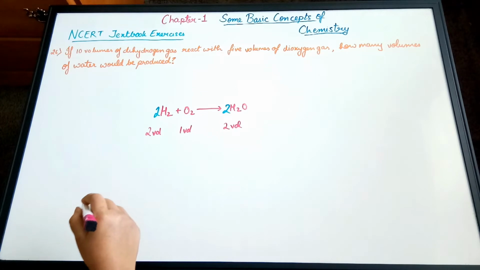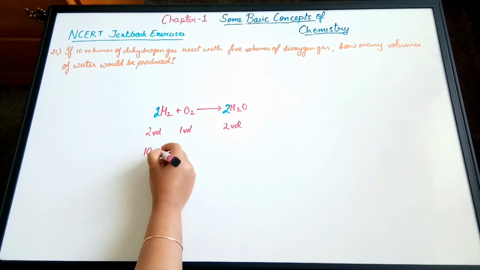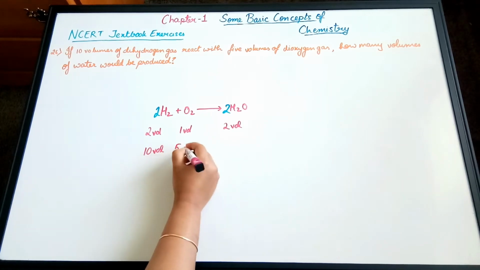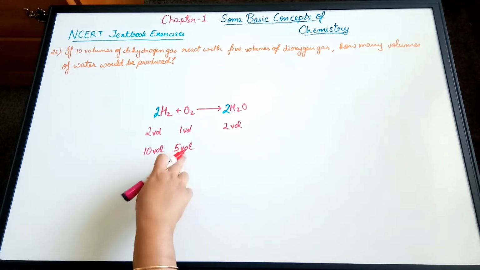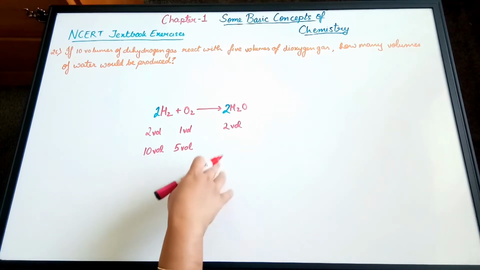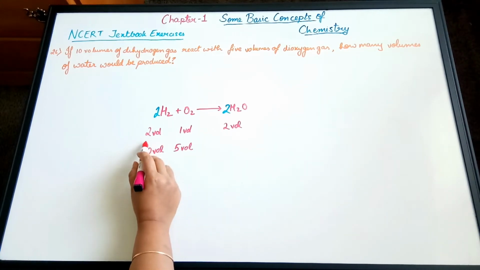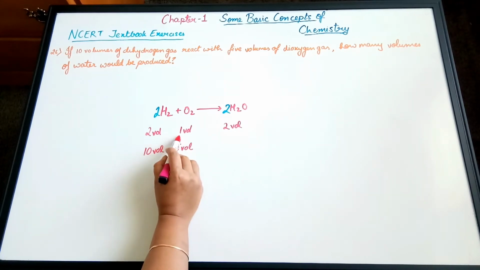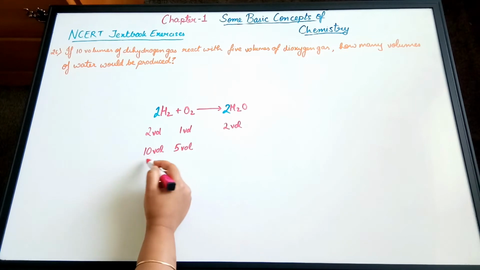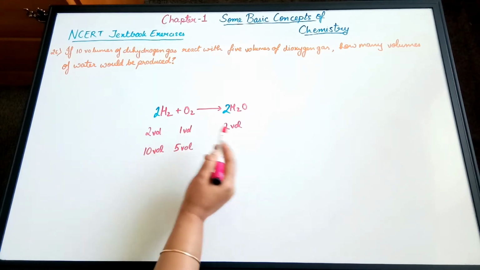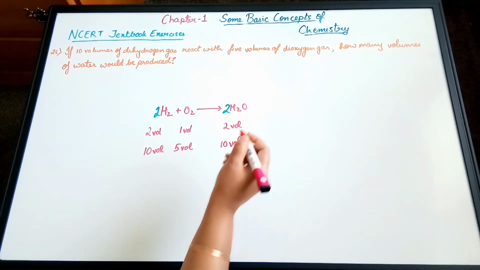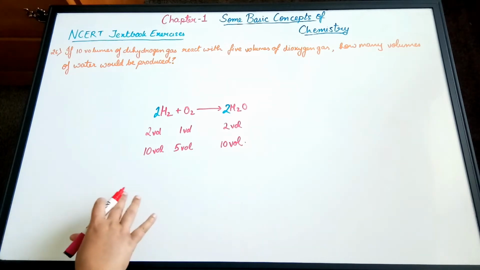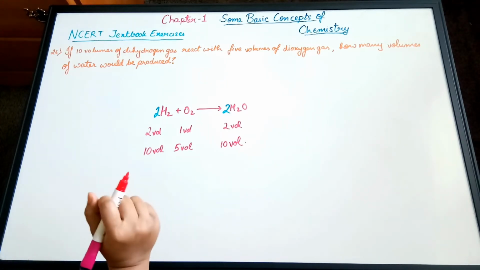So if 10 volumes of dihydrogen are reacting with 5 volumes of oxygen, how many volumes of water would be produced? Simple. If 2 volumes react with 1 volume, here the ratio is similar: 10 and 5 are in the same ratio. According to this, if 2 volumes react with 1 volume, we get 2 volumes of water. So 10 volumes will react with 5 volumes to give us 10 volumes of water. In this question, we just took the stoichiometric equation and solved it.